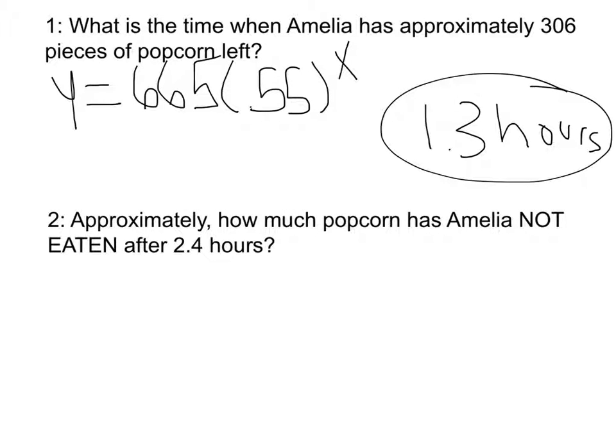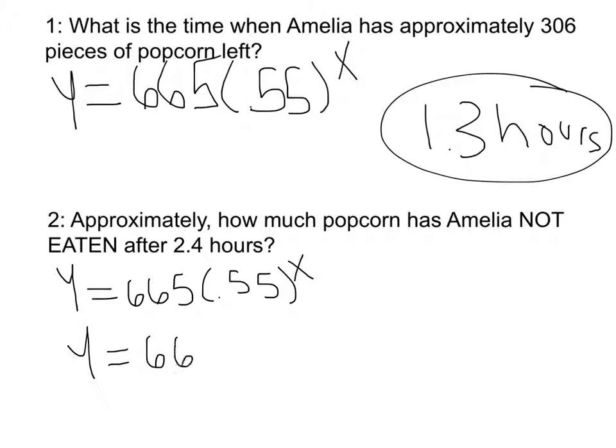Number 2, approximately how much popcorn has Amelia not eaten after 2.4 hours? For this question, you can plug it in. So y equals 665 times 0.55 to the x power. You could plug it into the x. Y equals 665 times 0.55 to the 2.4 power. You should get approximately 158 pieces.